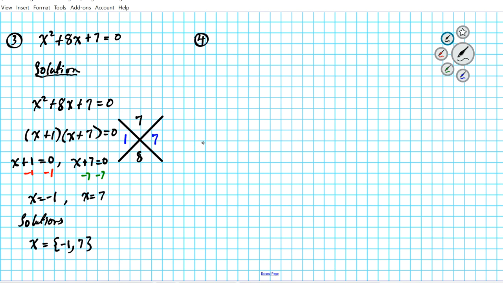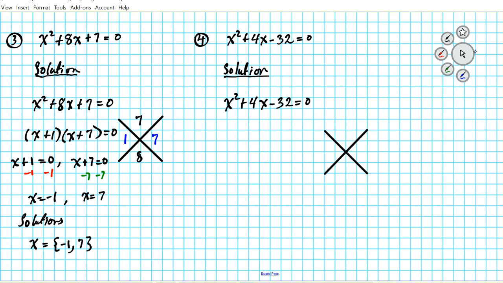All right, let's take a look at question number 4. So for question 4, what if we have x squared plus 4x minus 32 equals 0? Let's go ahead and solve that by factoring. All right, so in this particular case, there are no GCFs that can be extracted. So we're just going to go right along and create our nice little x. We're going to play the x game right now. So AC is negative 32 and B is 4.